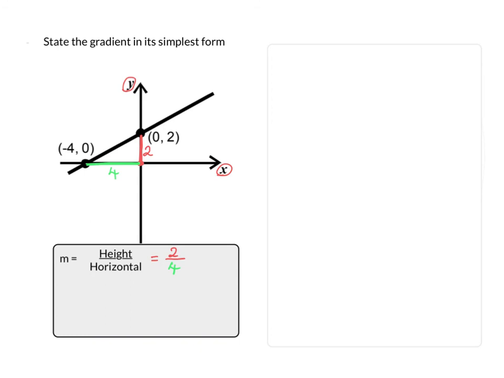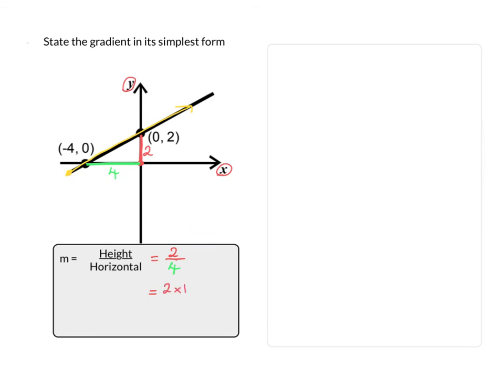Okay, now I've written that as a positive gradient. Let's just check that. If I start from the left-hand side, the line is going up. Now, one more thing to check. Can I simplify that fraction at all? Can I do 2 divided by 4? Nope. All right, so I'm going to look to see if I can simplify.